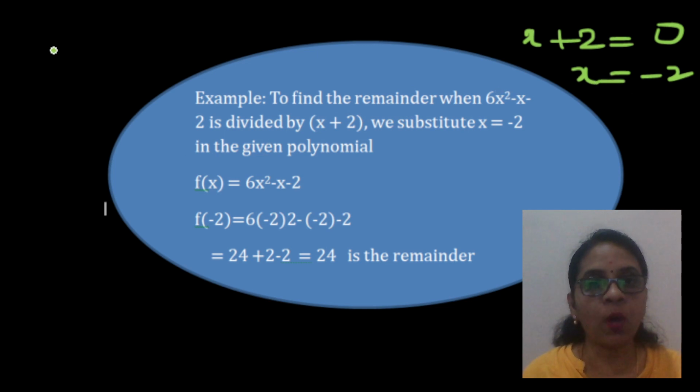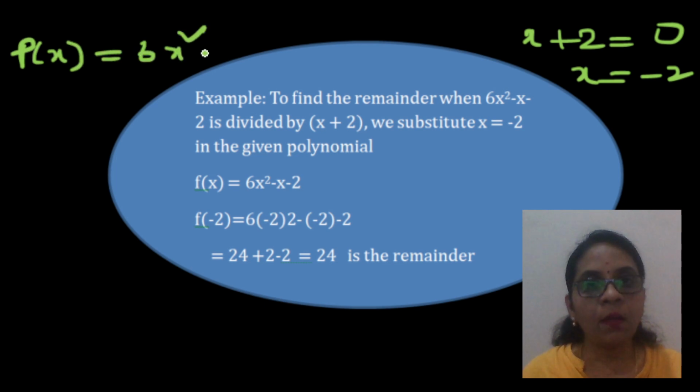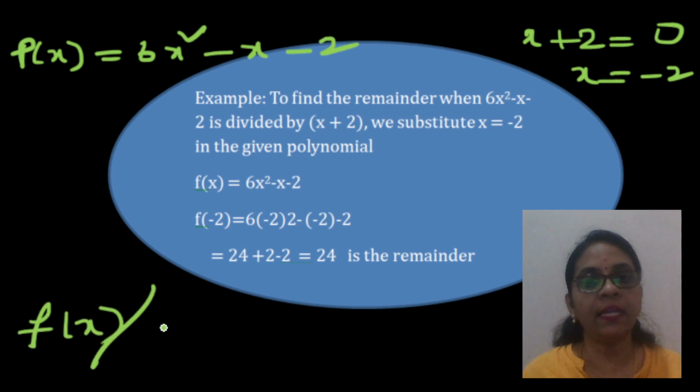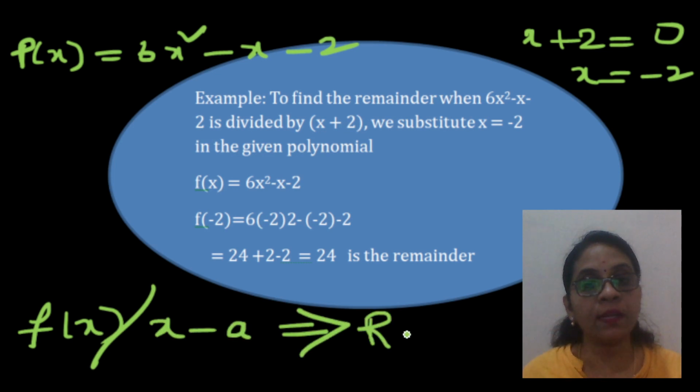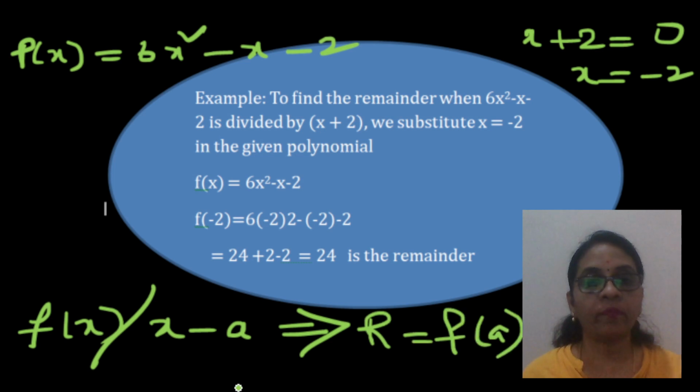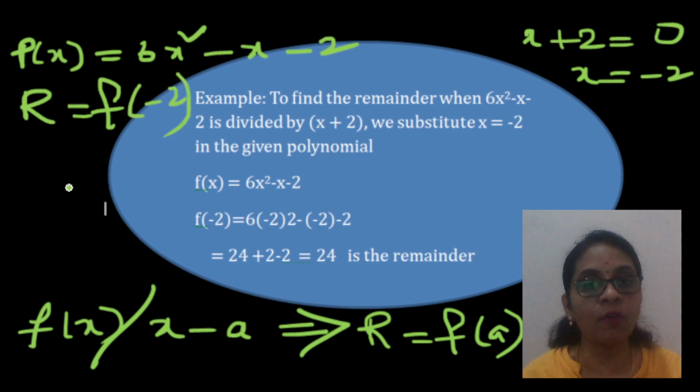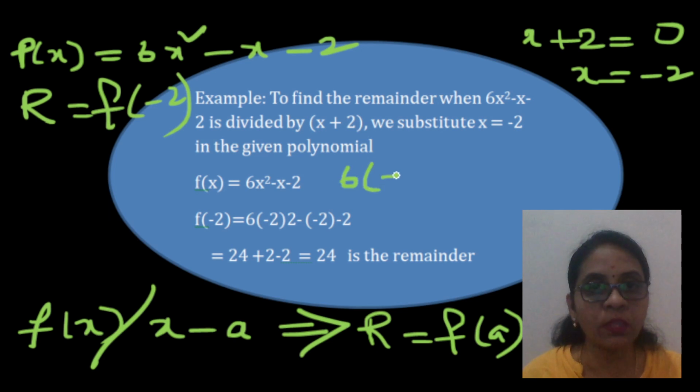Now, what is the polynomial here? The polynomial here is 6x square minus x minus 2. And what is the remainder theorem? The remainder theorem states that if a polynomial f of x is divided by x minus a, it implies the remainder is f of a. So, if this polynomial is divided by x plus 2, what will be the remainder? The remainder will be f of minus 2. And what is f of minus 2, children? Just replace x with minus 2.